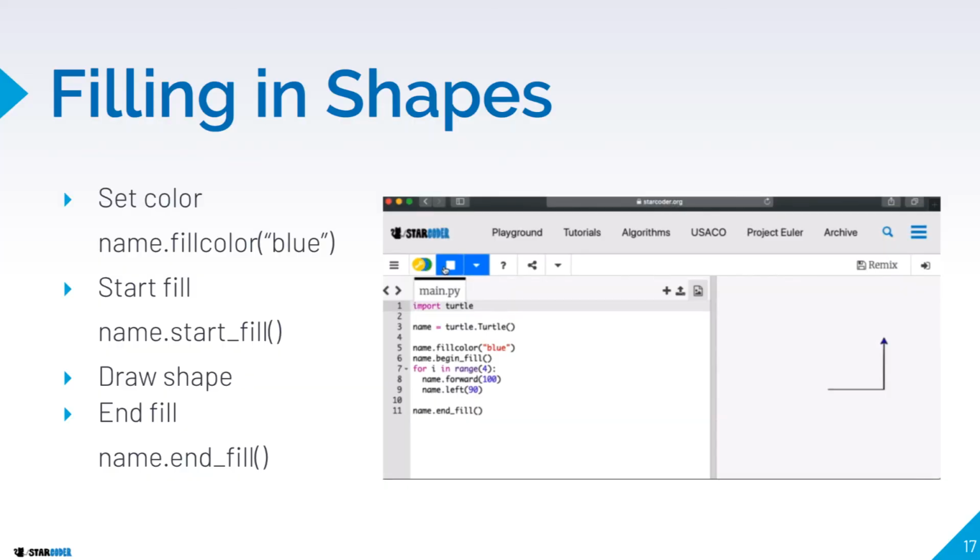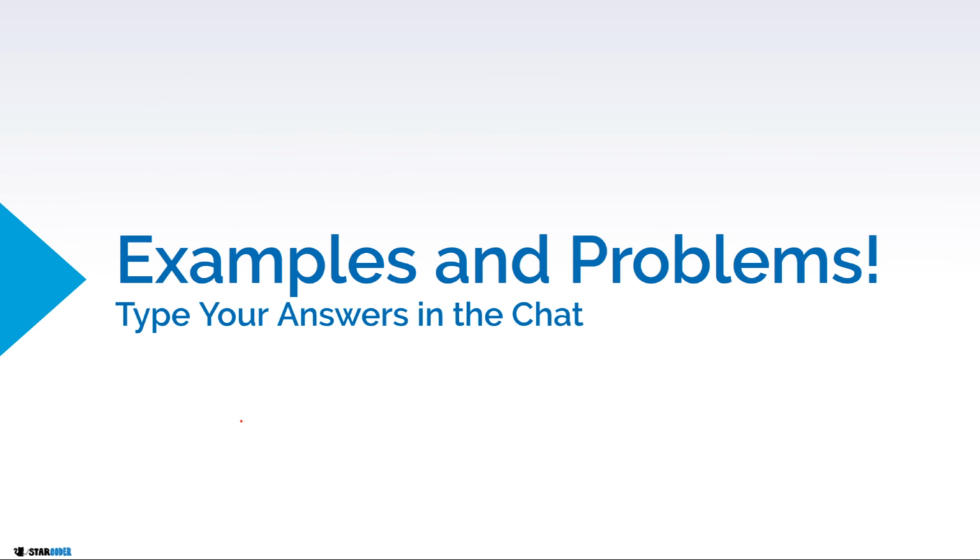The final thing we're going to cover is filling in shapes. So when we fill in a shape, we need to first set a color, and we can do this by doing name.fillColor, and then here again we use one of the strings. And then we have to start our fill by doing name.startFill, and nothing goes into the parentheses here. Then we end up drawing our shape, so as you can see in the example, we just draw a square as we've been doing. And then at the very end, we do end fill. And here, as you can see in the example, we end up drawing a shape and filling it in the color we want. Now let's look at some examples and problems.